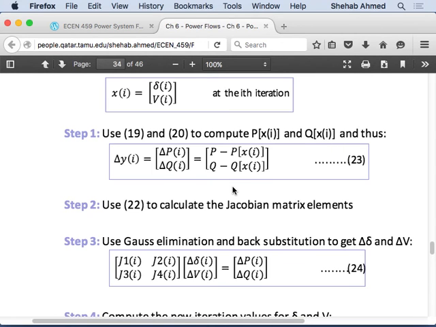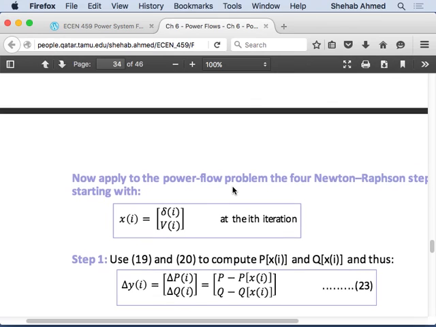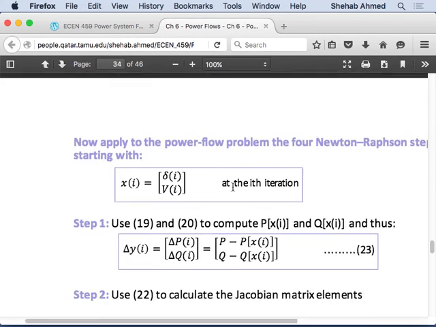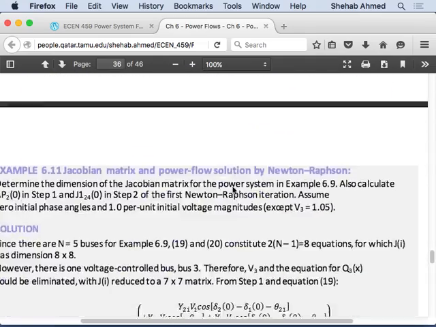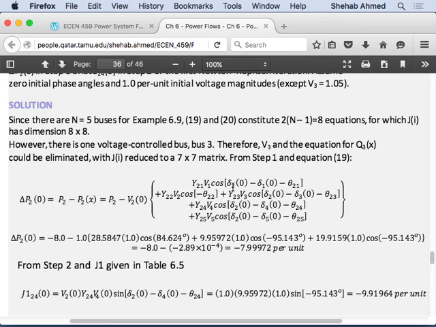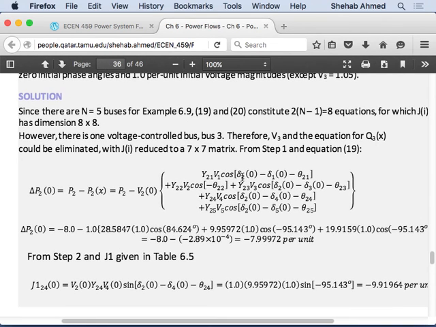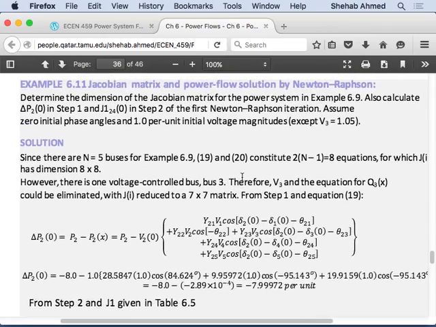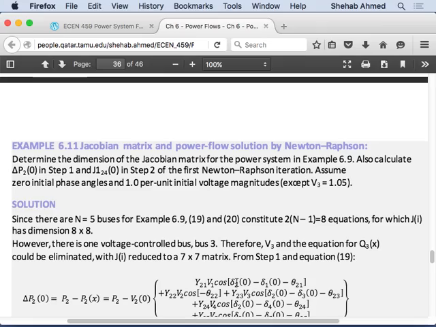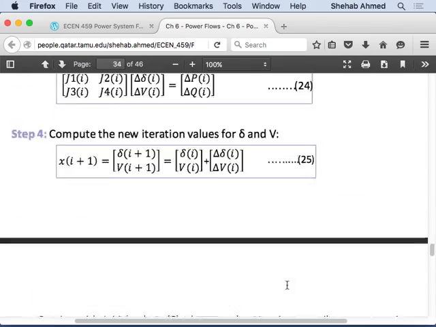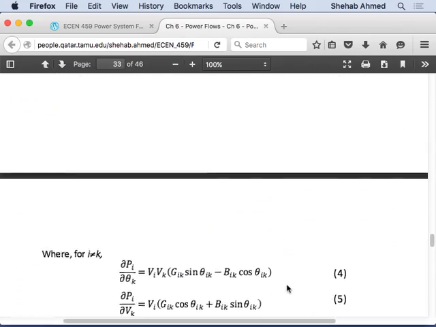But for now, if you want to use the textbook equations, they will give you a voltage with a specific magnitude and an angle. So you just use the deltas. Whether you use deltas or thetas, in the equation it's the same. So they told you that initially the angles are zero. And this equation is basically the power flow equation that the textbook uses.